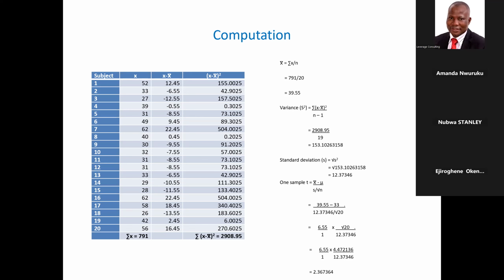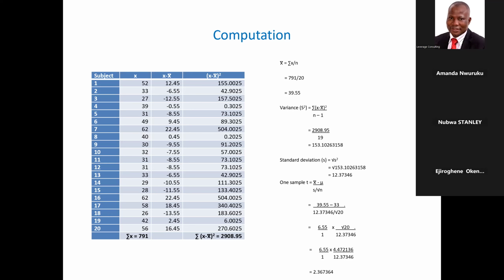I've already demonstrated the logic behind the degrees of freedom for you: n minus 1. So when you divide, n minus 1 will be 20 minus 1, which is 19, because the sample size is 20. So 2908.95 divided by 19 gives you 153.10, whatever. This is the variance, which is the average square deviation from the mean.